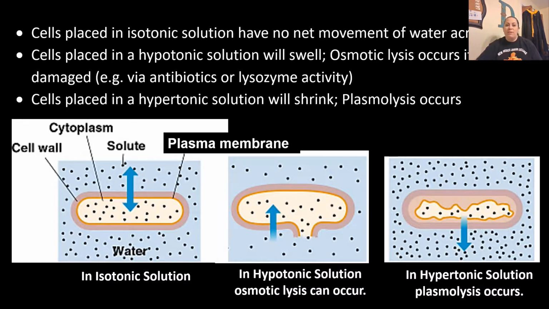On the other hand, if a cell is placed in a hypertonic solution, it'll shrink up, and this is called plasmolysis. You can see that the plasma membrane is pulling away from that cell wall structure. Again, the cell can be rendered useless here and it could die.